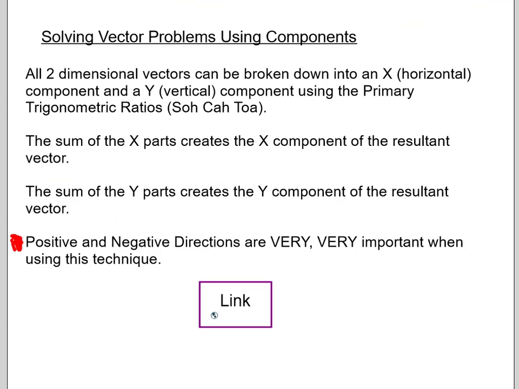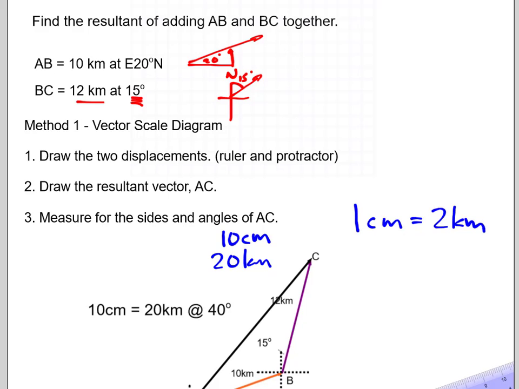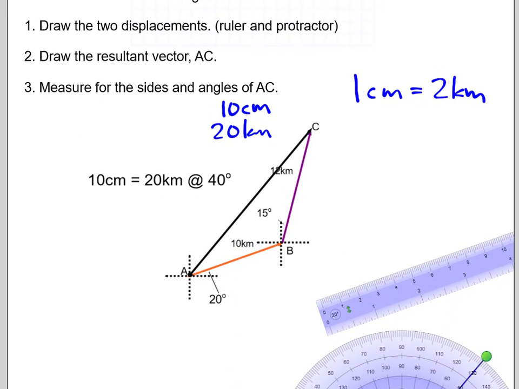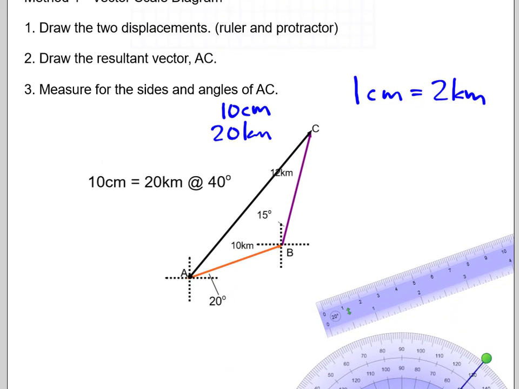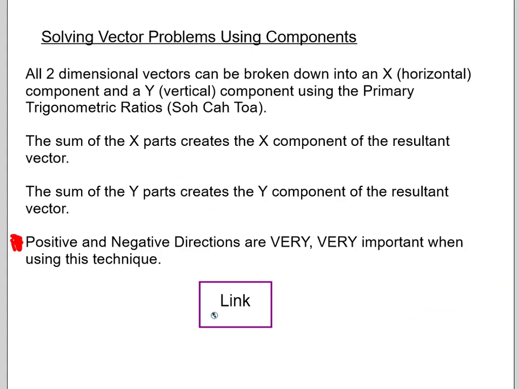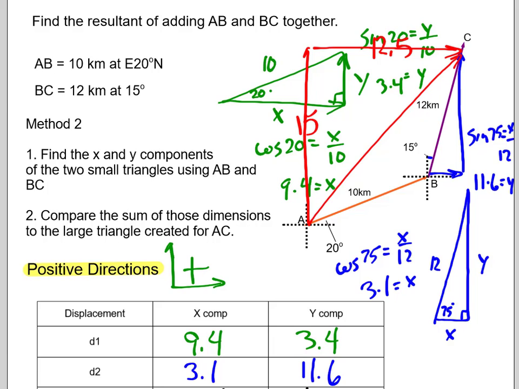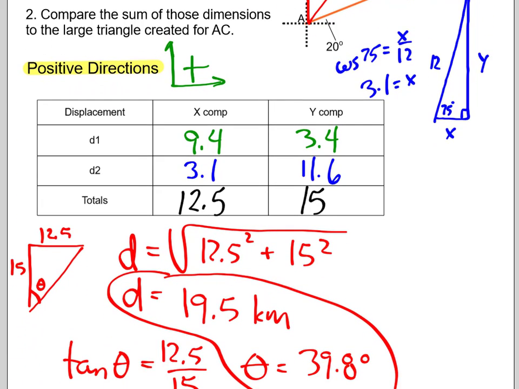If we jump back here and we look at what those values were from our diagram, that's pretty darn close. Okay, so we had 19.5, I think. We drew 20. We measured 39.8 or something. We measured 40. Okay, the value of the vector scale diagram cannot be understated. It can get you an answer where the calculations take a lot longer.